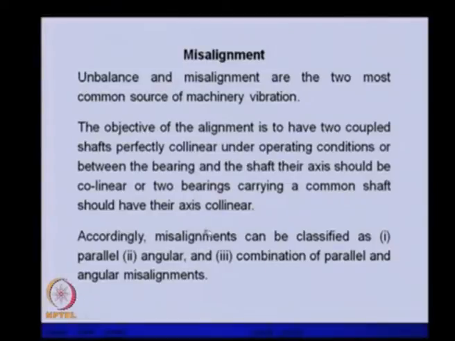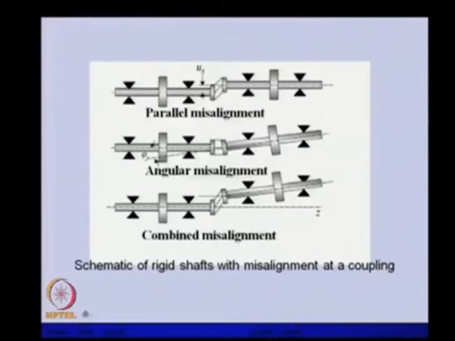So accordingly misalignment can be classified as parallel, angular, or a combination of parallel and angular misalignments. So this we can see here. There are two shafts, rigid shafts, and they are offset by some amount. So this is parallel, the shaft axes are parallel, but they are offset. So this is a parallel misalignment.